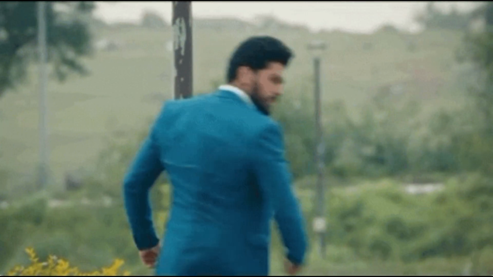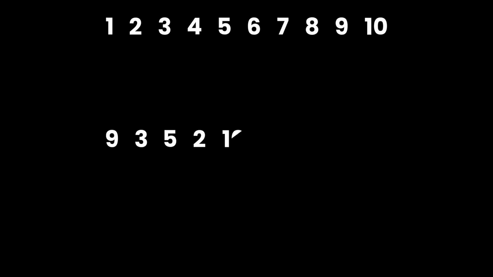Linear search. In linear search, you start at the beginning of the list and check each item one by one until you find what you are looking for. It's simple and can be used on both sorted and unsorted lists. Linear search is pretty straightforward but can be slow. Its time complexity is O of n. Here is how it works.